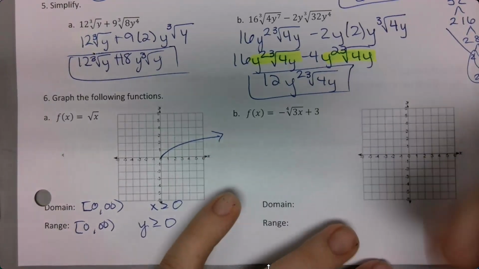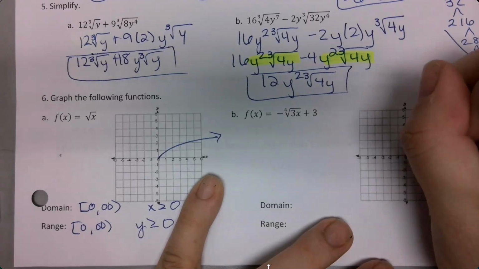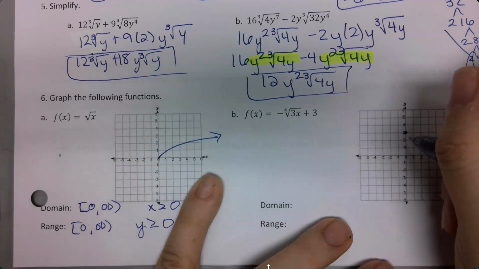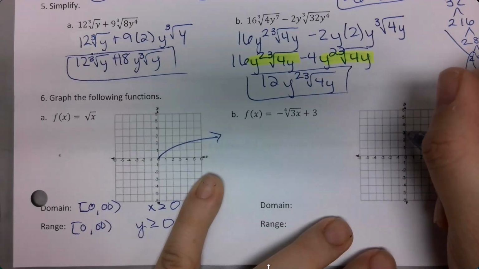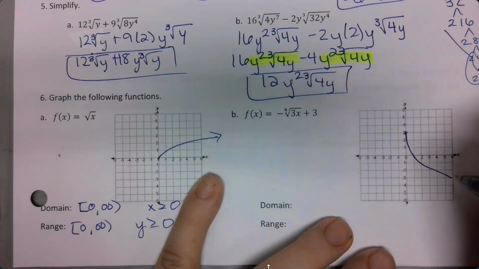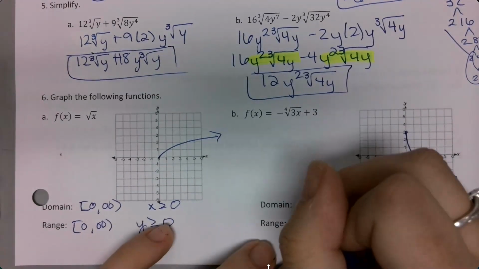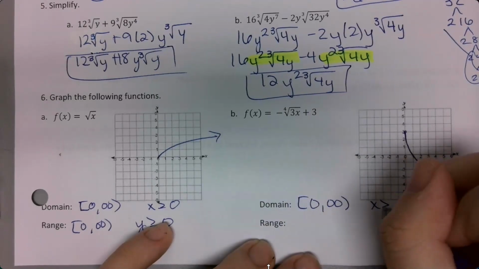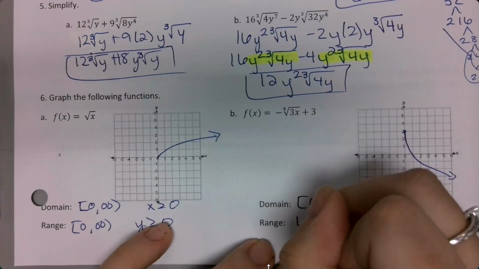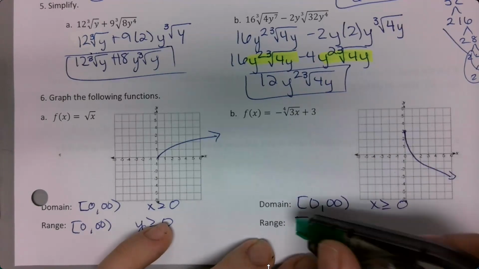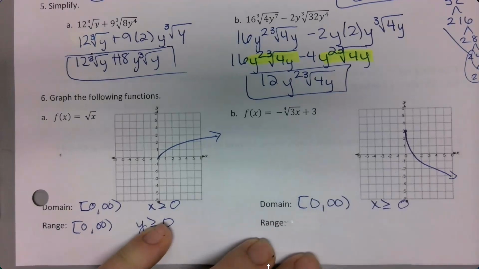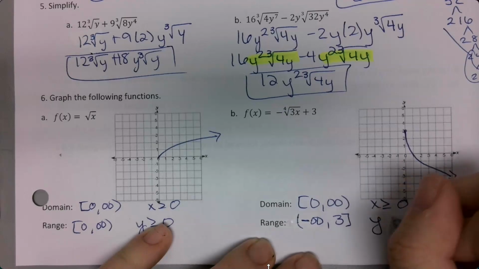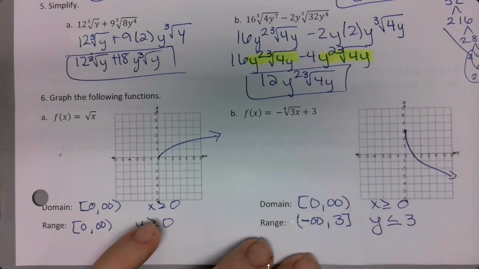The next one, I am going up 3, and then reflecting, and a stretch of 3. So it's going to look something like that. My domain, again, I'm starting at 0 and going right forever. So x is greater than or equal to 0. And my range, my high point is 3. So I'm going down forever. So this one is y is less than or equal to 3.